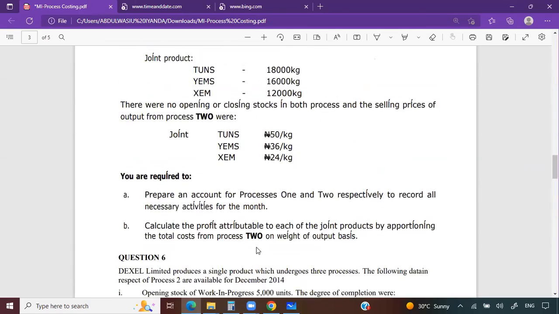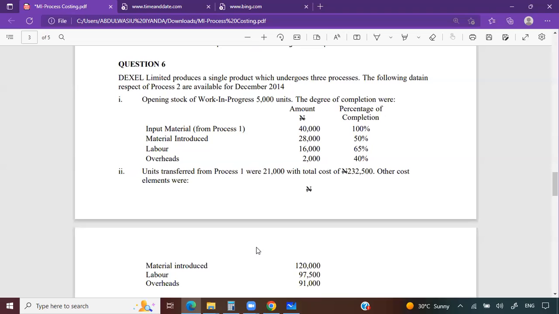Now, if there's work in progress, they are going to give you two methods. If you remember, in accordance with IAS 2, which deals with inventory, the means of valuation for inventory is either you use FIFO, or you use weighted average.